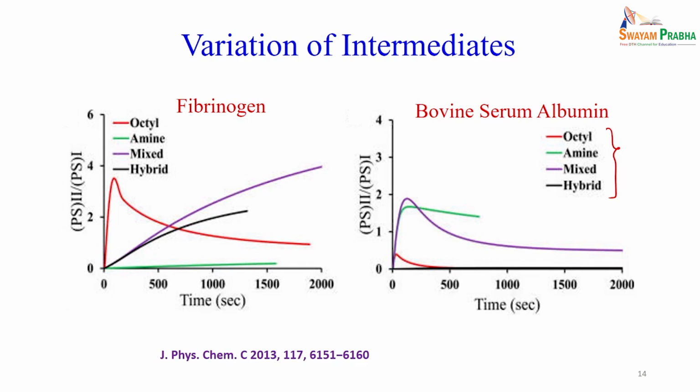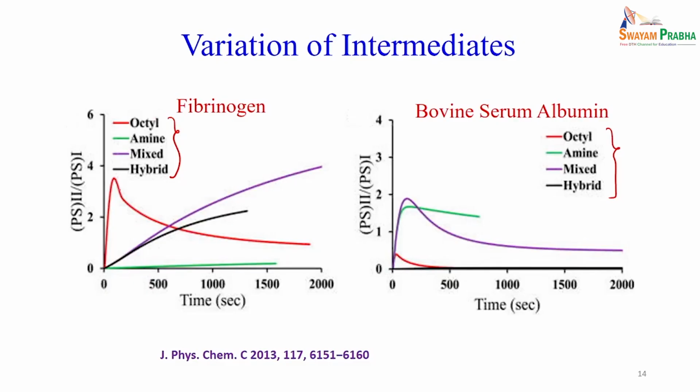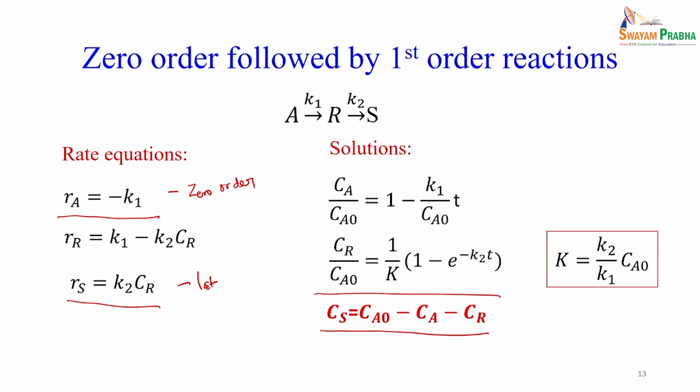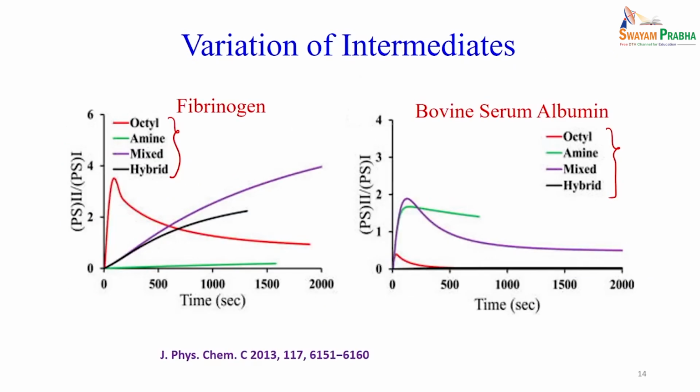Now, one more thing, all the surfaces are not following a similar trend. It means that depending on the surface chemistry, the rate of conformation, or you can say the rate of attachment as well as the rate of reorientation, varies. Especially in the case of octyl, here PS2 is the maximum, then again it is decreasing. This is how the intermediate kinetics are changing, while in other cases for fibrinogen this ratio is increasing.